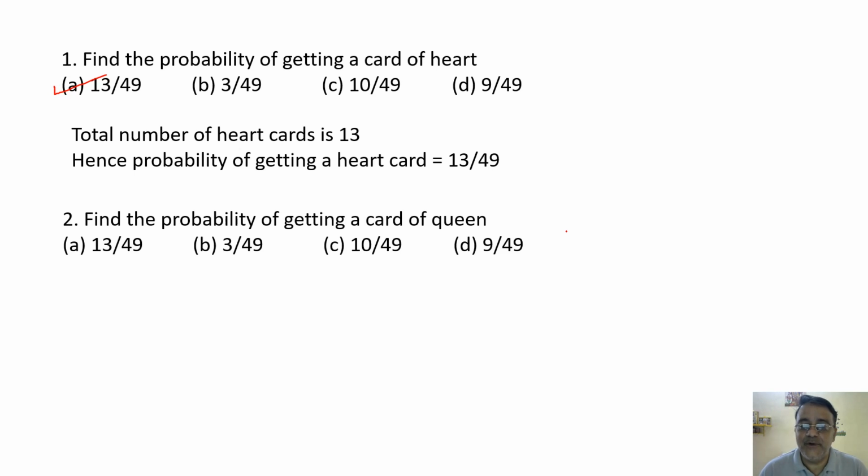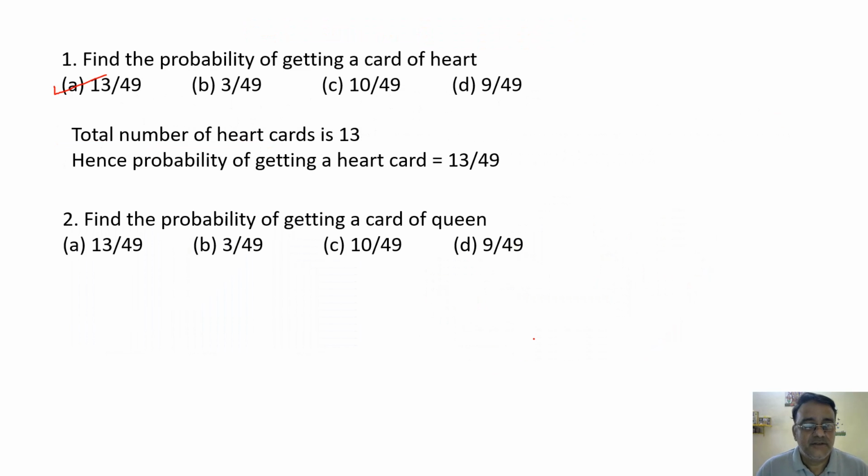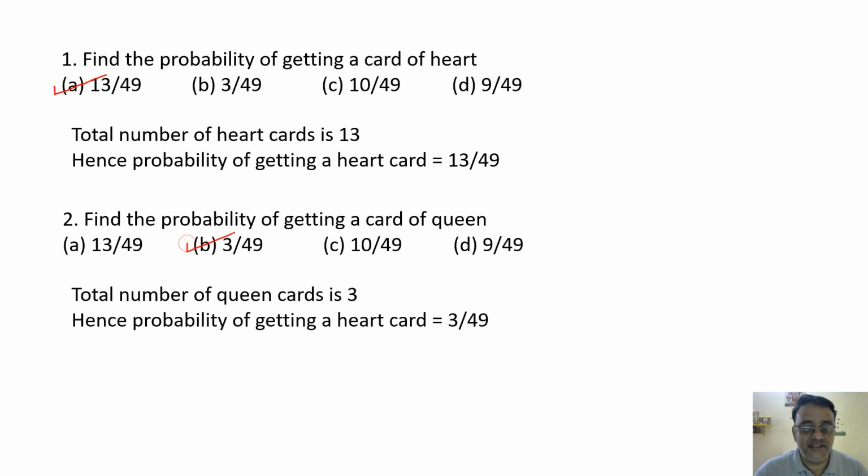Next question. Find the probability of getting a card of queen. 3 by 49. 3 by 49. Right. क्योंकि इसमें हम लोग एक क्वीन निकाल चुके हैं, ठीक है. One queen we have removed. So now the question number 2 is find the probability of getting a card of queen. So total number of queen cards left with us is 3, क्योंकि एक क्लब का क्वीन हम लोग निकाल चुके हैं. So the required probability is 3 by 49 and the correct option is B.